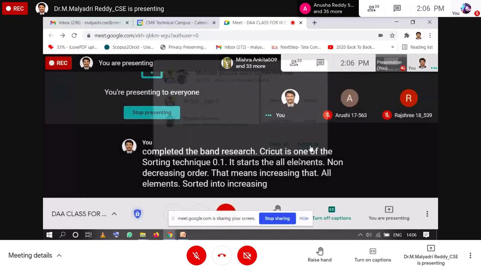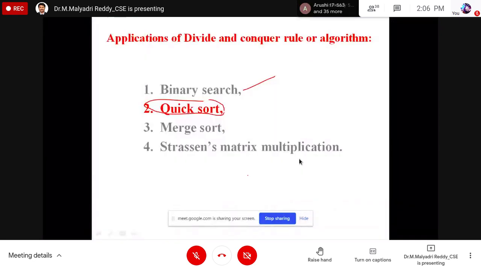Point one: this quicksort mainly uses the divide and conquer method. Divide and conquer method means that first it chooses one element, named the pivot element. Based on that element, the total elements are divided into two parts, the left part and the right part, depending on the pivot element.